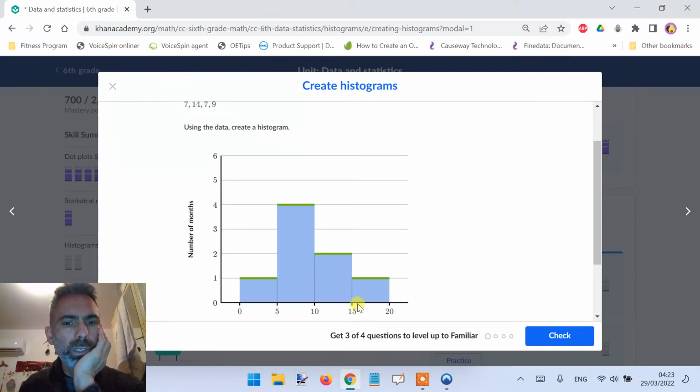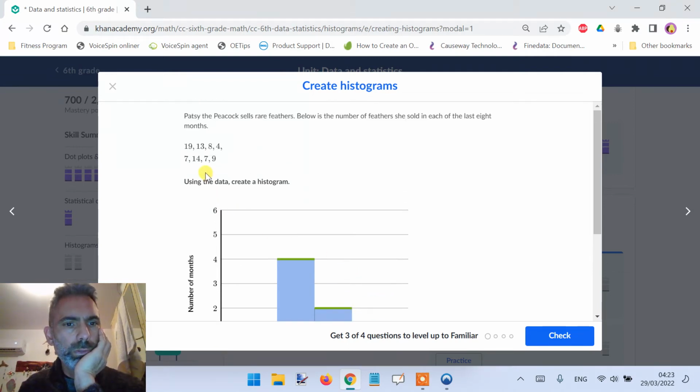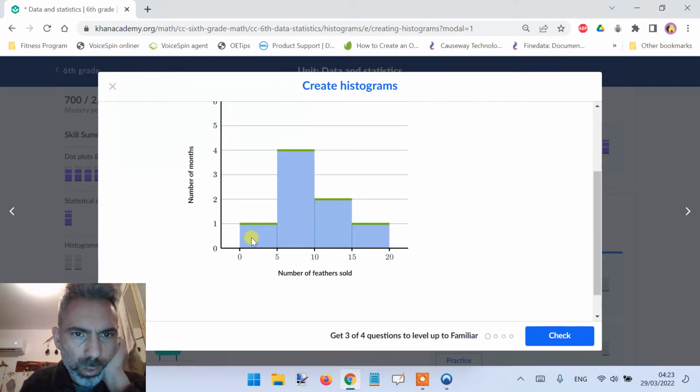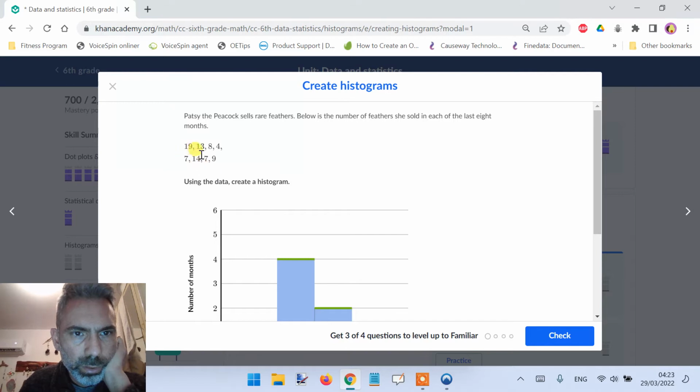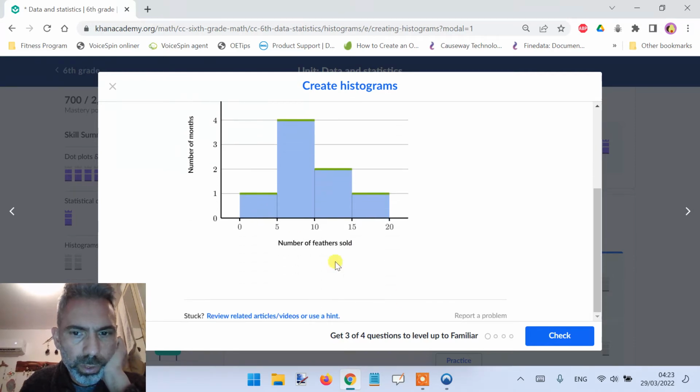And between 15 and 20, we have 1. How many months in total? 1 plus 4 is 5, 5 plus 2 is 7, 7 plus 1 is 8, so in total we have 8 months. 8 months here, okay.